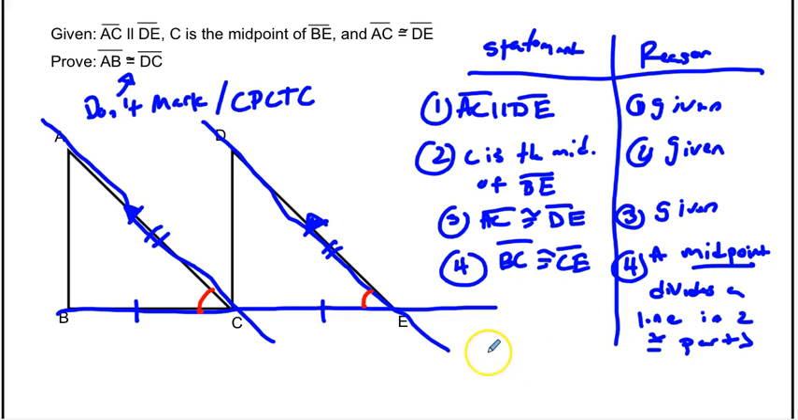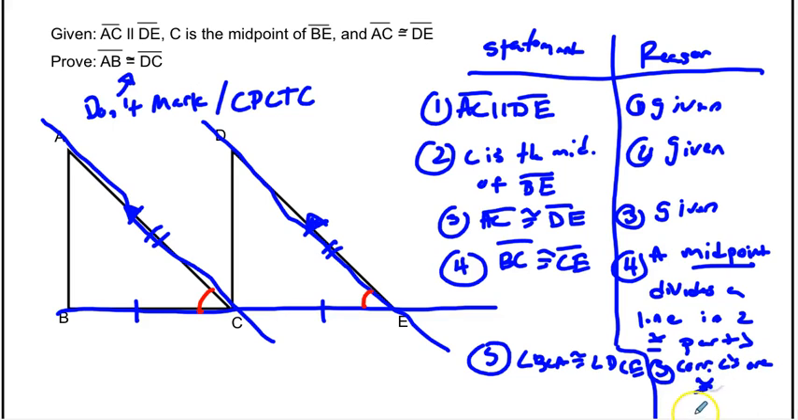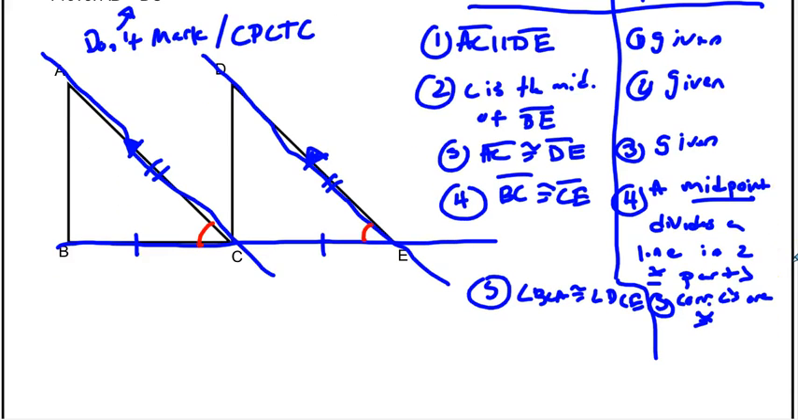Sweet. 5. What else haven't we talked about? This angle. So we're going to say angle BCA is congruent to angle DCE because corresponding angles are congruent. All right. We're doing pretty good right now. Now we've described all three things, so we're going to say 6, triangle ABC is congruent to triangle DCE because of side angle side congruence.